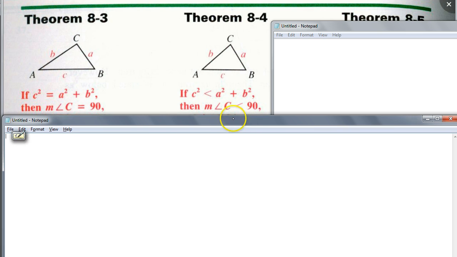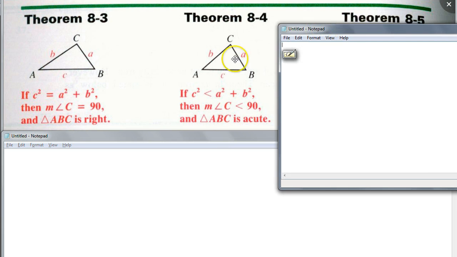So that's the end result. C is going to be less than 90. Therefore, what kind of triangle would this be? Acute. Does it really become an acute triangle? What about A and B, don't we have to worry about them? What if A and B are 90 or obtuse? It cannot be.